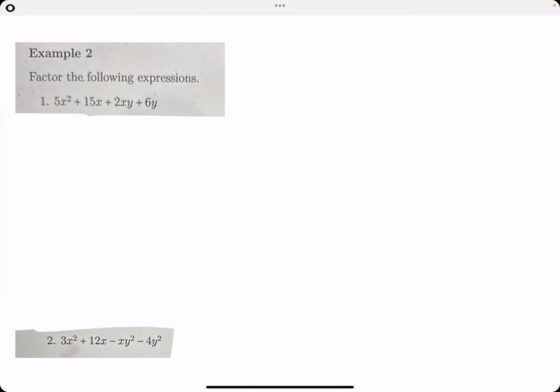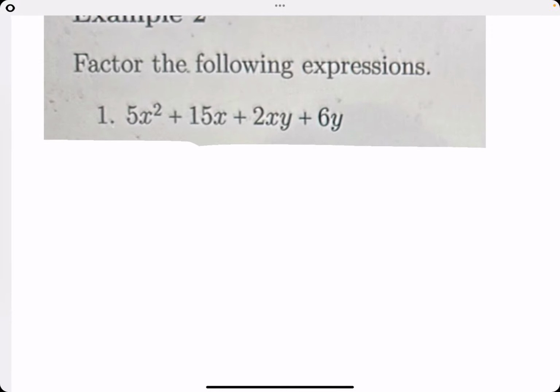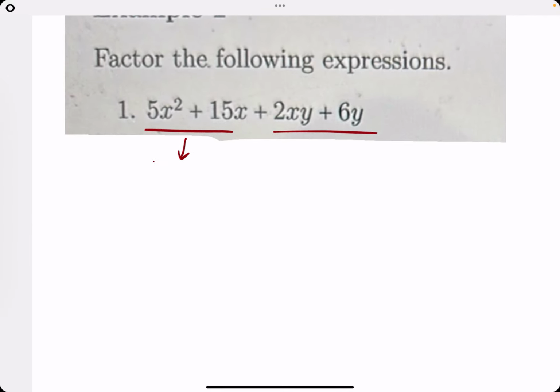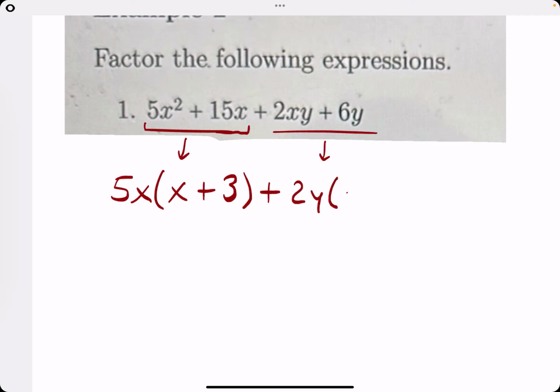Let's keep it going with factoring by grouping. Whenever you see 4 terms like this, chances are you are factoring by grouping. Split it in half, pairing the first two terms together and the last two terms together. Starting with the first two terms, let's factor out the GCF. We can pull out a 5, and we can pull out an x. That will leave us with an x plus 3. Going on to the next pair. Pull out a GCF. We can pull out a 2. We can pull out a y. That will leave us with x plus 3.